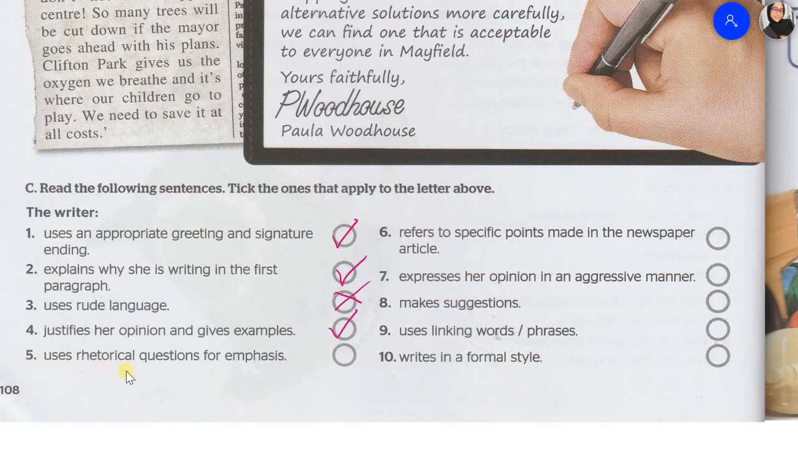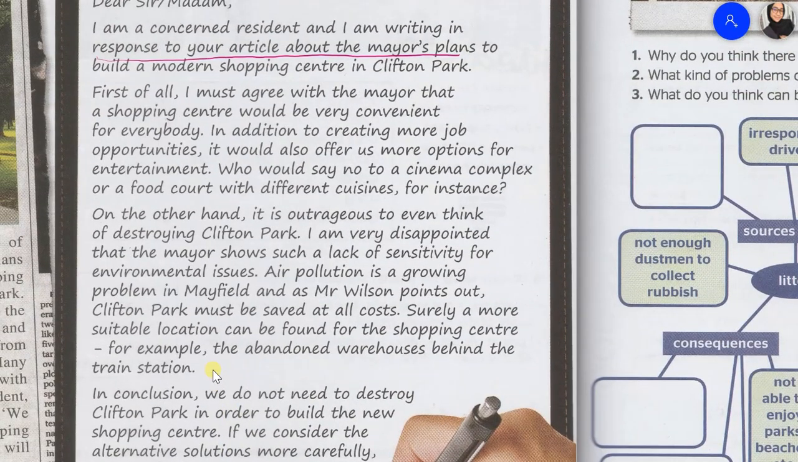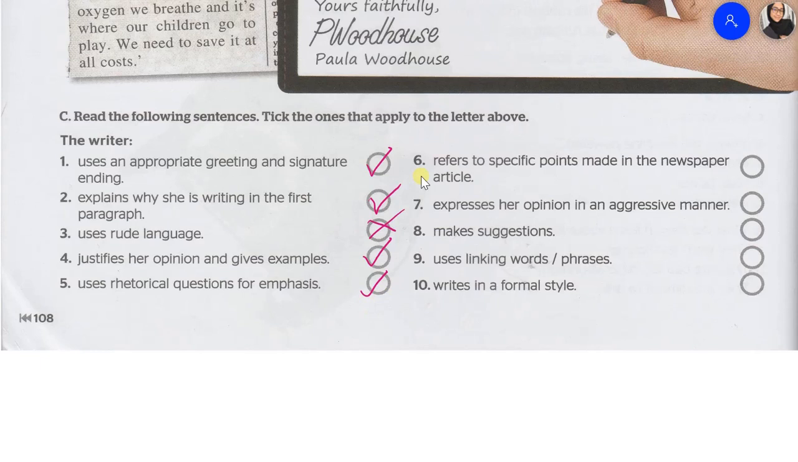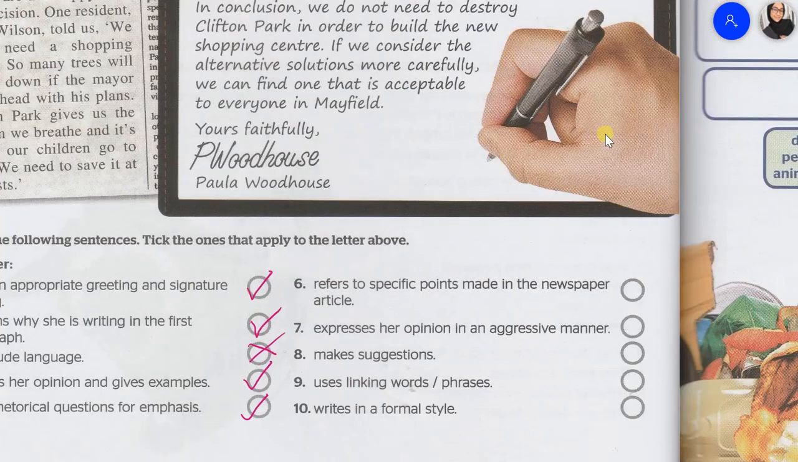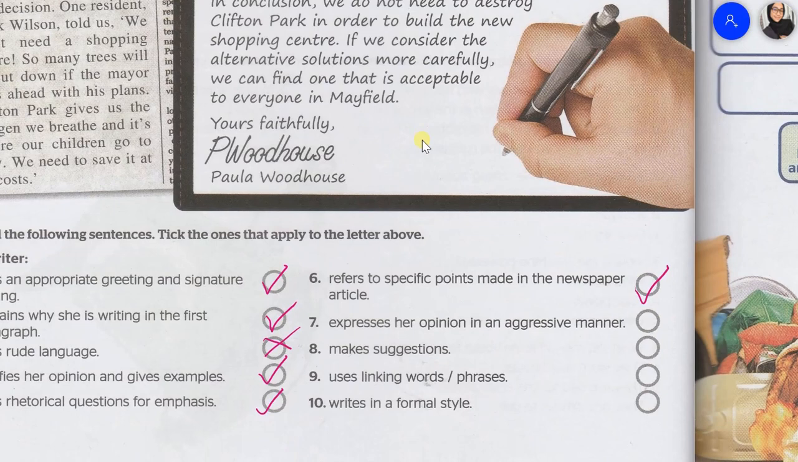Did the writer use rhetorical questions for emphasis? Yes, she did. If you need to understand what a rhetorical question is, maybe you could refer to our previous lesson. So this is what we call a rhetorical question. A rhetorical question is a question that is asked to make a point instead of to get a reaction. This question is trying to prove a point. So yes for this one. And number 6, did the writer refer to specific points made in the newspaper article? Yes, the writer referred to the mayor's plan to build the shopping centre.